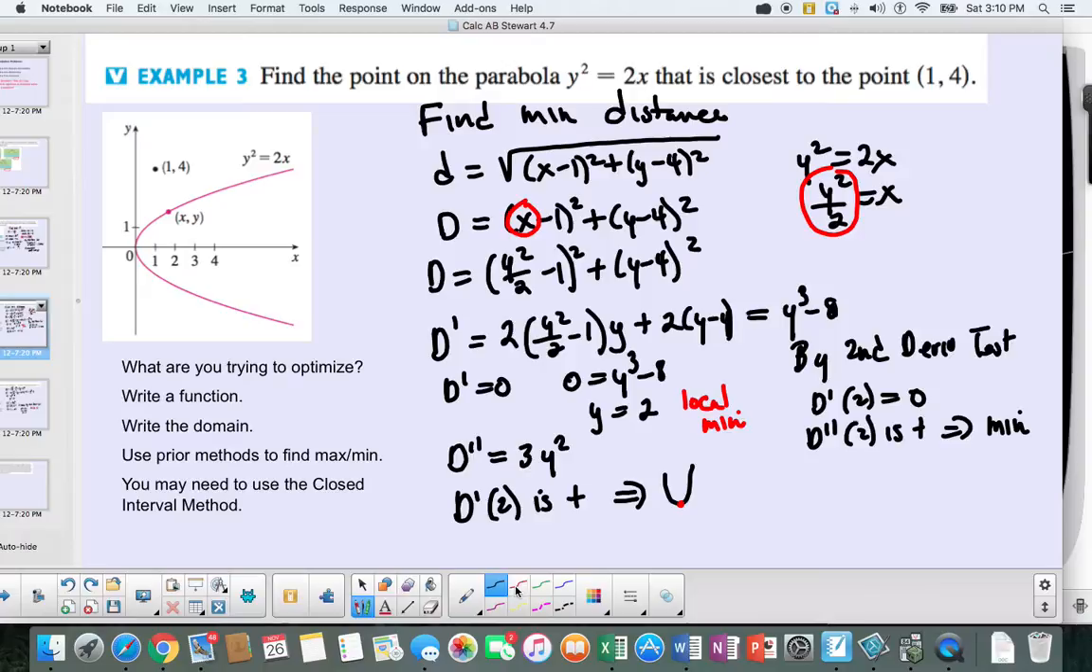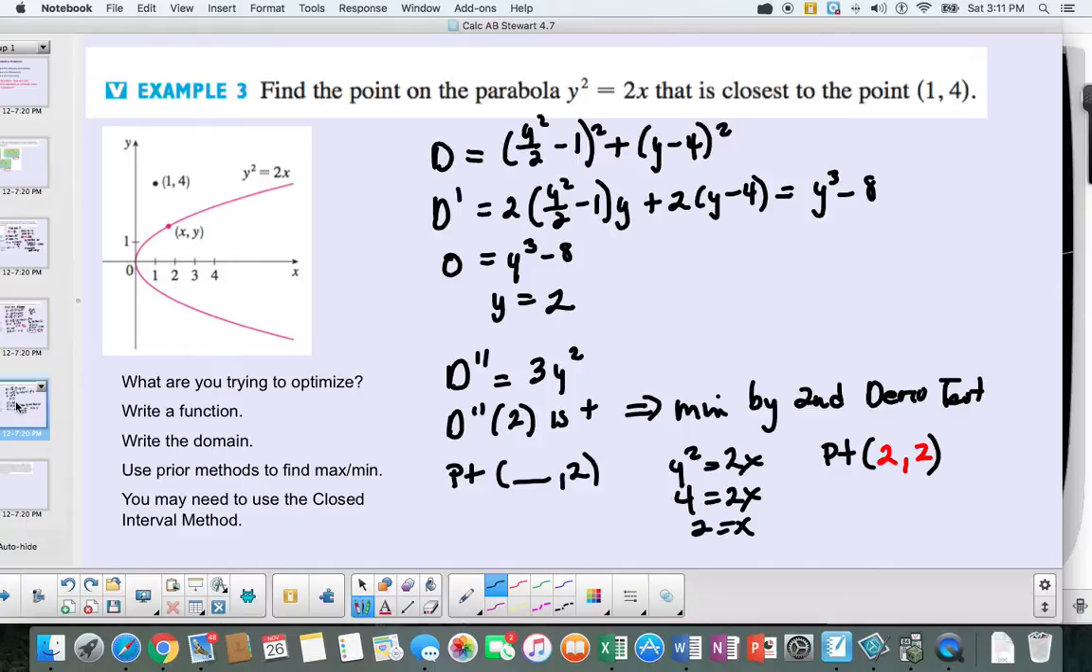Now, I want to answer the question which says find that point, and I have found the y, which is 2, and now to find the x, I'm going to use this up here, so I'm going to write 2 squared is equal to 2 times x, and I can see x is equal to 2. So this is the point I'm looking for. This is the point on the curve that is closest to (1, 4). And here's the answer again.